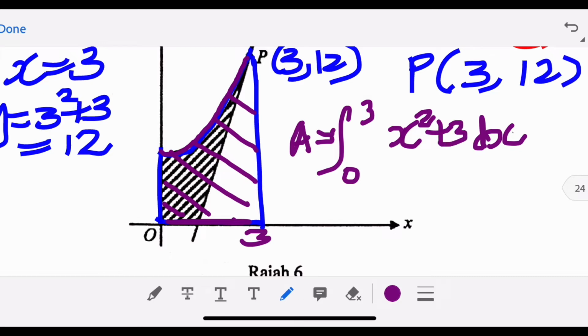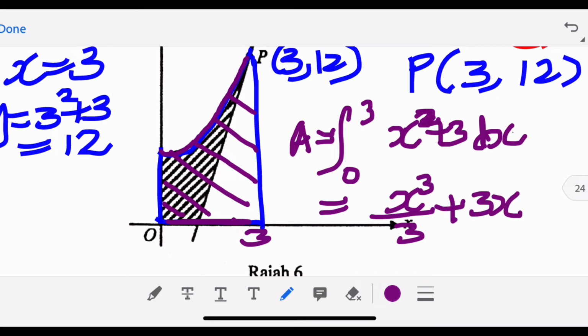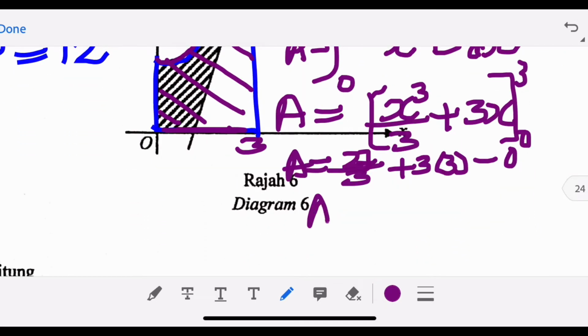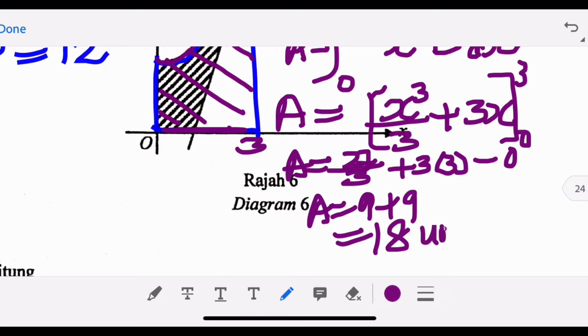So then we integrate x squared: 2 plus 1 is 3, so x cubed over 3. Integrate 3, we get 3x. And we substitute the limits from 0 to 3. So the area is equal to 27 over 3 plus 3 times 3, minus 0. So the area is 9 plus 9, which is equivalent to 18 units squared.